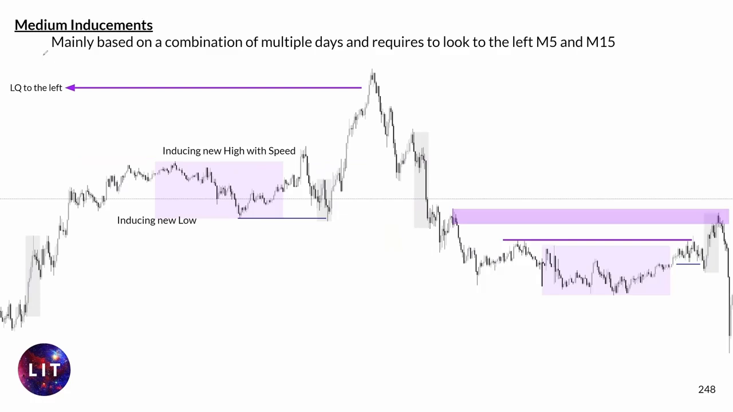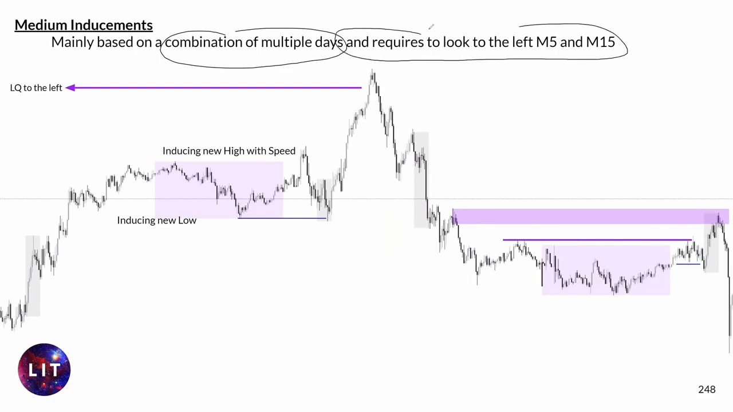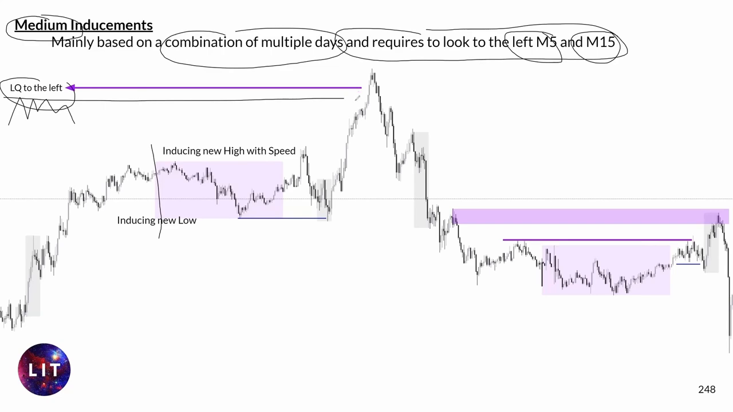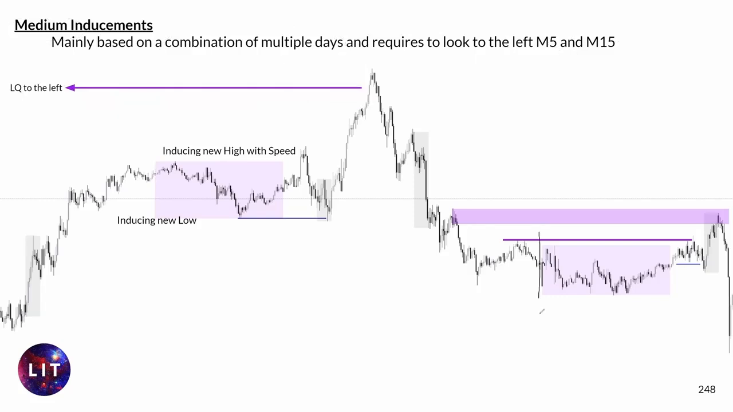Medium inducements are mainly based on a combination of multiple days, right? And it requires looking to the left, can be the M5 and also the M15, right? Or of course, just a previous day structure. So the moment you're looking to the left and you see something like a structure point in here that is way more to the left than even yesterday's structure, that is immediately called a medium inducement, right? Because this actually induces multiple time frames and also multiple days' liquidity. Okay, same thing with this in here.